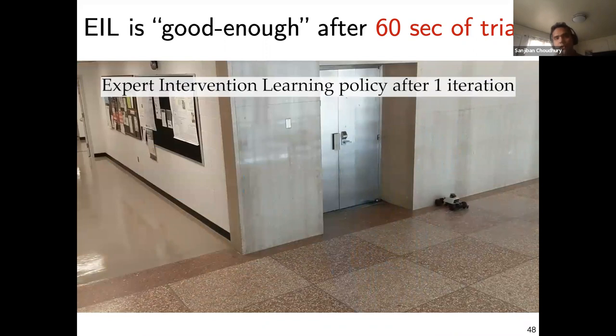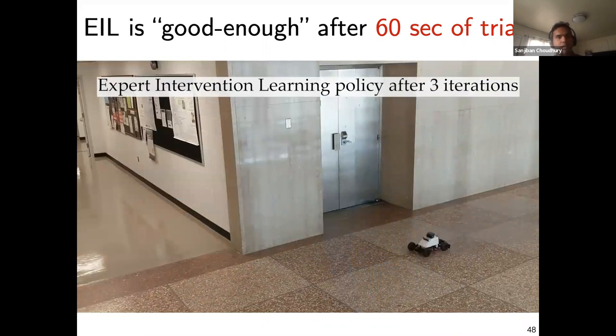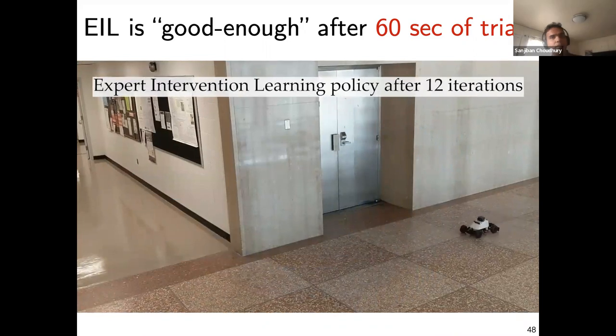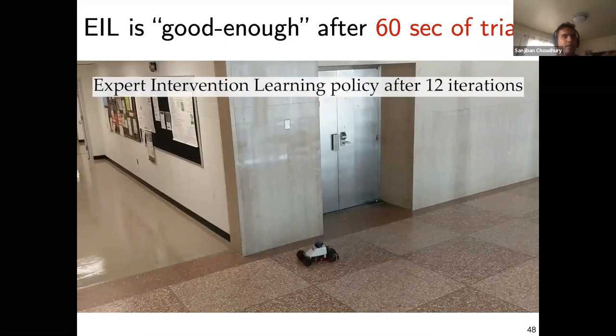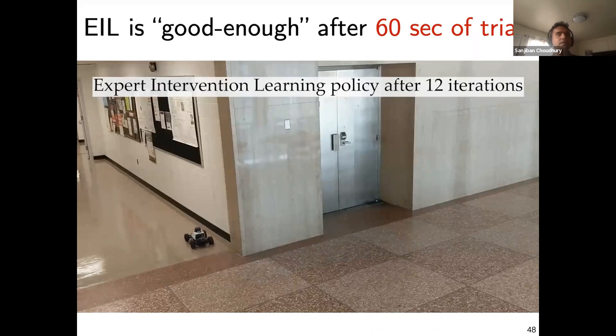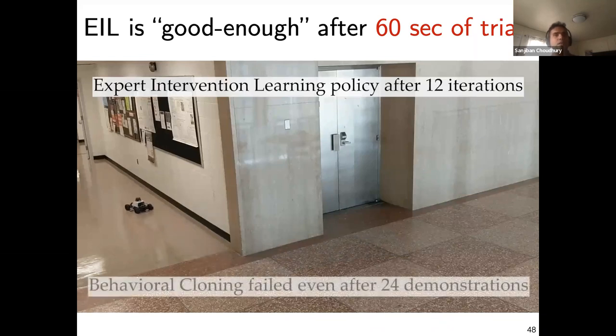And in the early trials, EEL fails just like behavior cloning because of the compounding of errors. But as it gets more and more interventions, it starts to get better and better. And then after simply 60 seconds of trials, EEL is able to run without Jonathan intervening at all. And in contrast, behavior cloning, no matter how much demonstrations we gave, it simply wasn't able to complete a successful run.